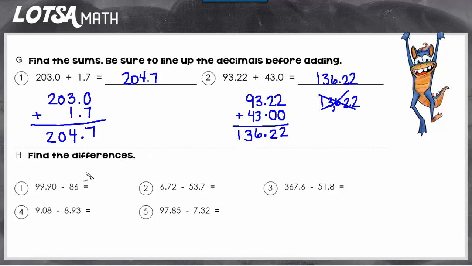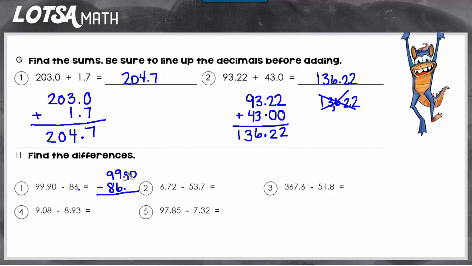So to find the differences, you're going to do the same exact thing. You're going to take your problem and you're going to have to line up the decimals. So let's start with number 1, and we have 99 and 90 hundredths. Okay, we're going to write the next number, 86, but we're going to keep in the same place values by lining up the decimal. It doesn't look like this number has a decimal, but it does have that invisible decimal. All numbers have a decimal after the ones place. It's just that if we don't need it, we don't usually write it. But in this case, we do need it to keep it lined up. So 86 is going to go here, and then we're ready to subtract.